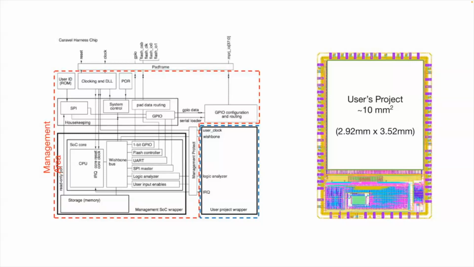The management area runs firmware that can be used to configure user project I/O pads, as well as observe and control user project signals through on-chip logic analyzer probes, and finally, control the user project power supply. The user's area, which is also called user project wrapper, has dimensions of 2.92 by 3.52 millimeters, which is approximately 10 millimeters square of silicon area. This is about 2/3 of the area of the whole chip.